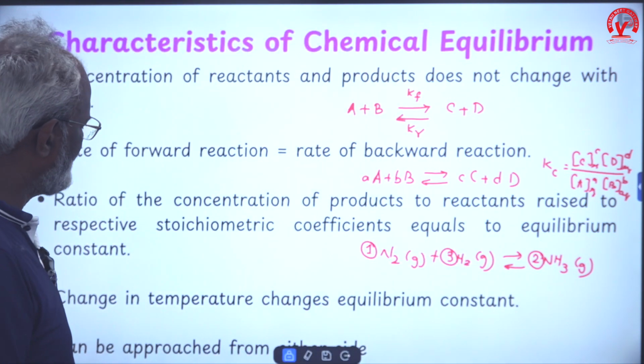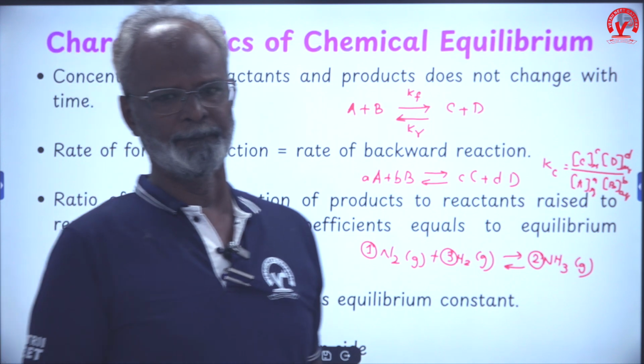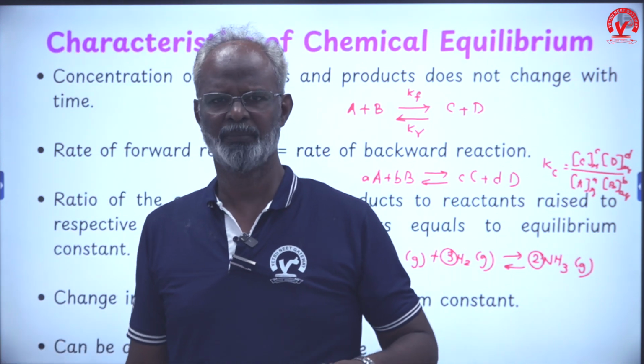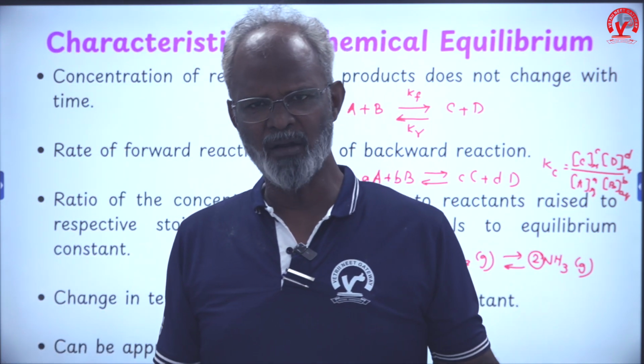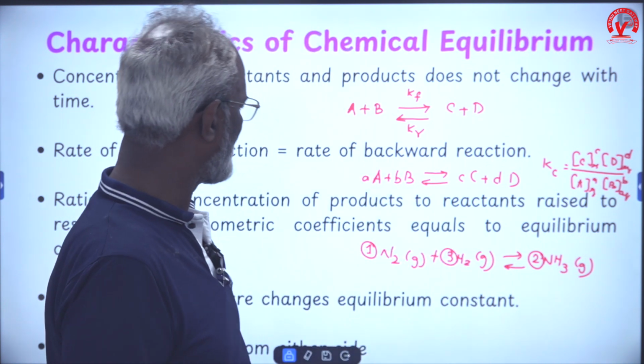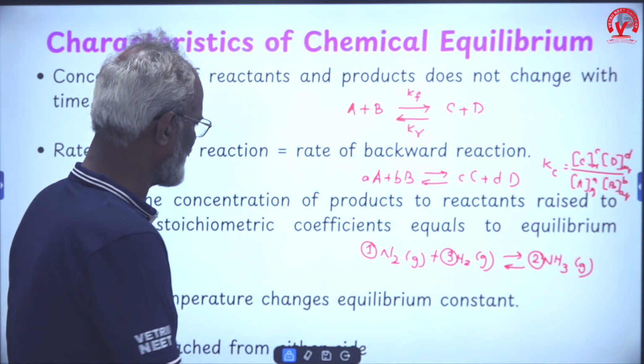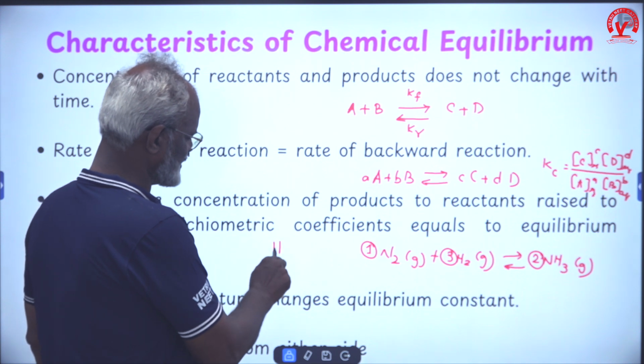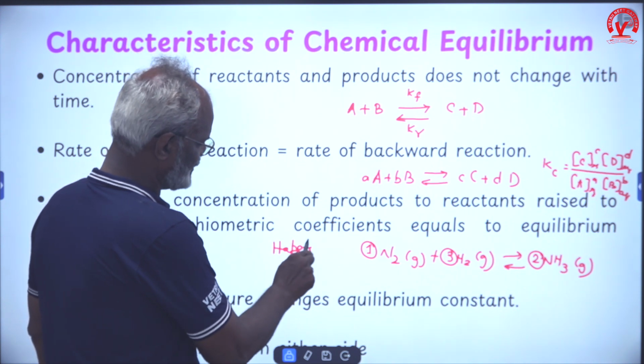Another important point is that an equilibrium reaction has a forward and reverse reaction, which can be approached from either side. For example, take Haber's process, the process of preparing ammonia.